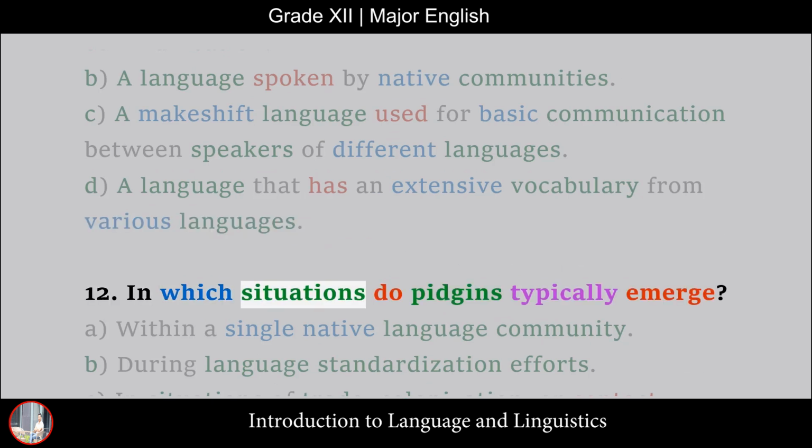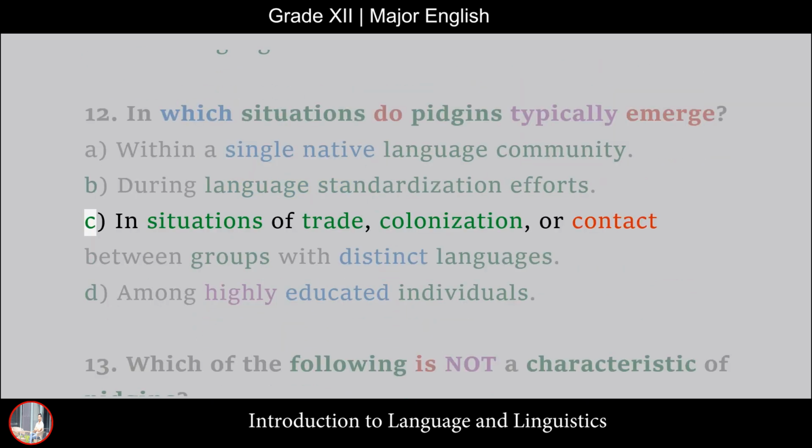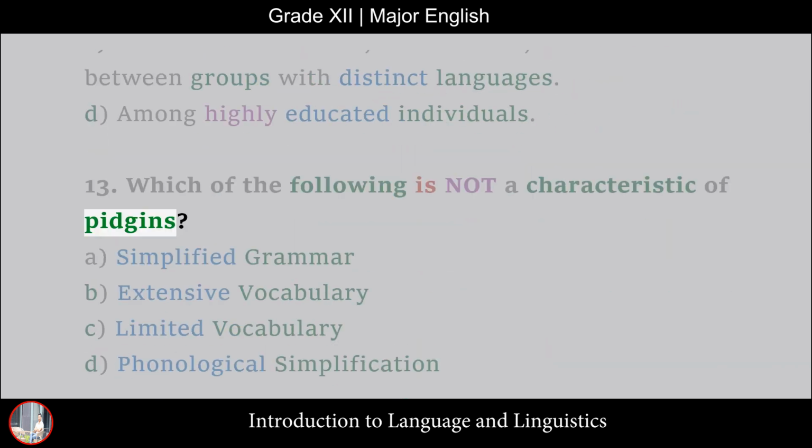12. In which situations do pidgins typically emerge? A. Within a single native language community. B. During language standardization efforts. C. In situations of trade, colonization, or contact between groups with distinct languages. D. Among highly educated individuals. 13. Which of the following is not a characteristic of pidgins? A. Simplified grammar. B. Extensive vocabulary. C. Limited vocabulary. D. Phonological simplification.